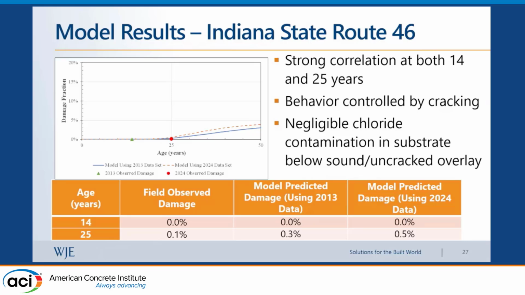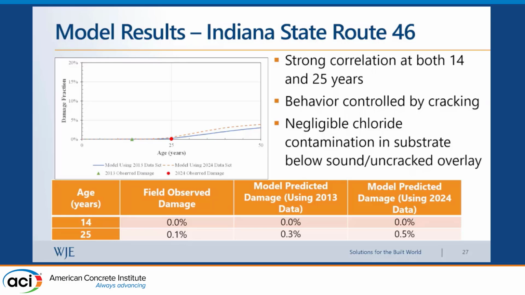So going into the results of our validation, starting with the SR46 bridge, this is a bridge that had the overlay and thicker concrete cover. We have seen very strong correlation between the field observed damage and the model predicted damage. Overall, the damage over this bridge was pretty low because of the thick cover and the overlay that was present.